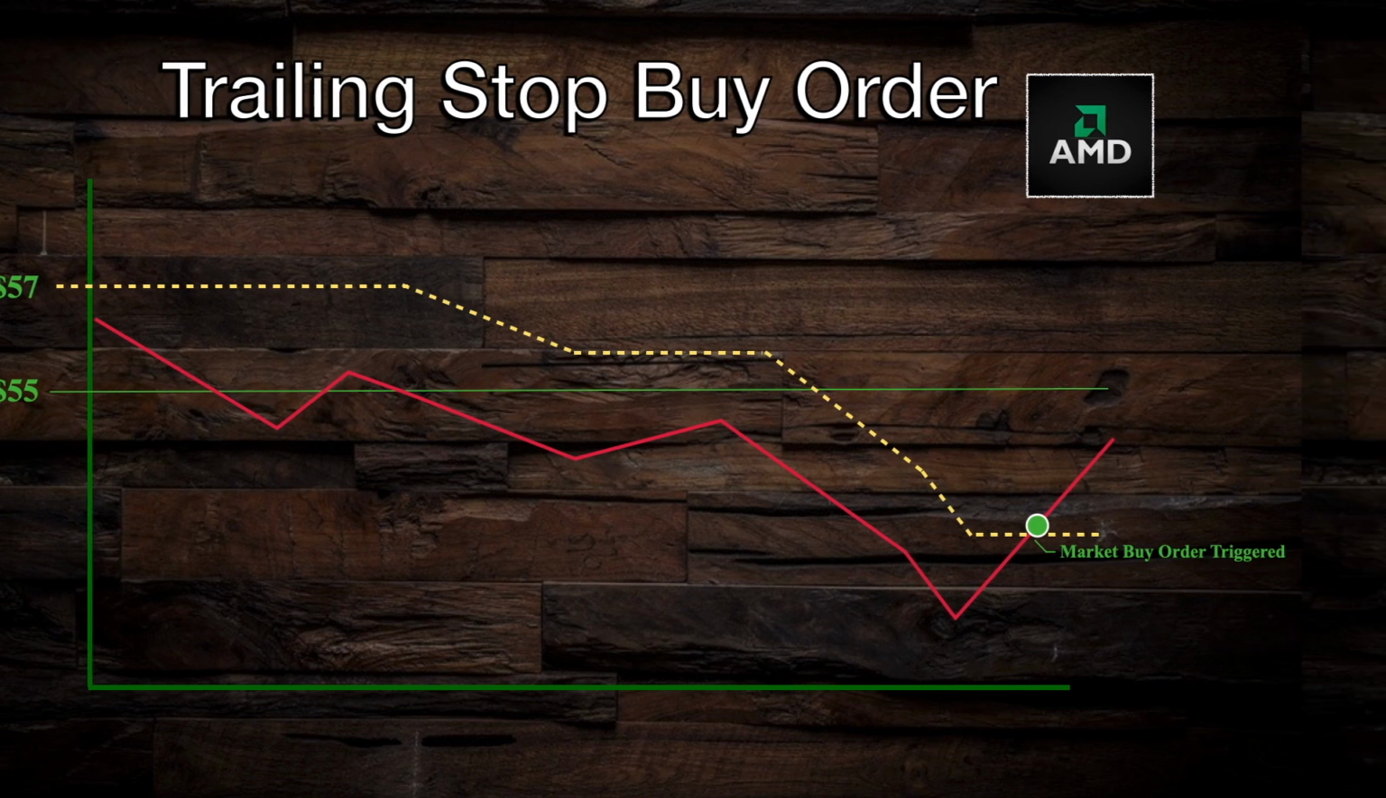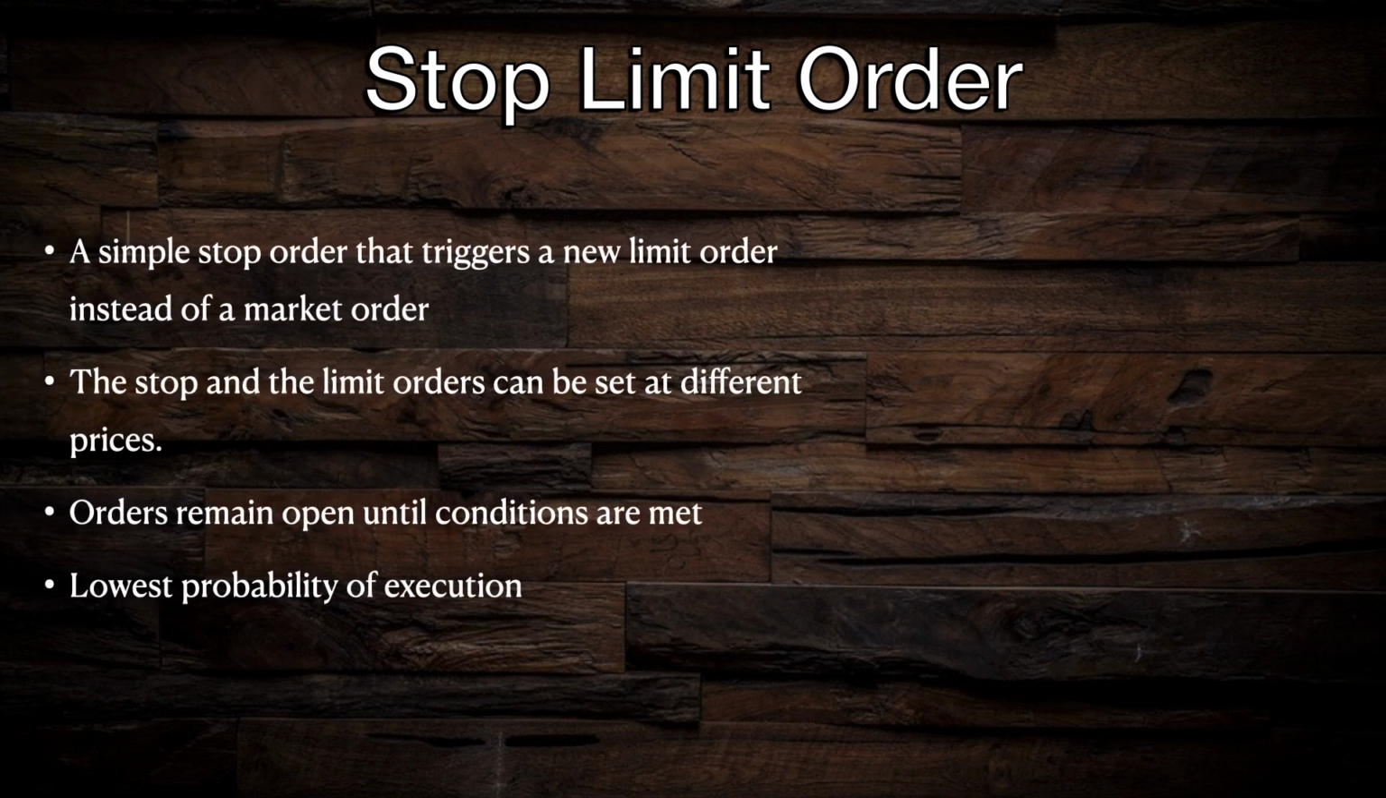The last type of order that we're going to look at today combines both the stop and the limit order and is intuitively referred to as a stop limit order. This one can get a little tricky, so please stay with me here. You can use this order in a similar situation to when you might use a stop order.